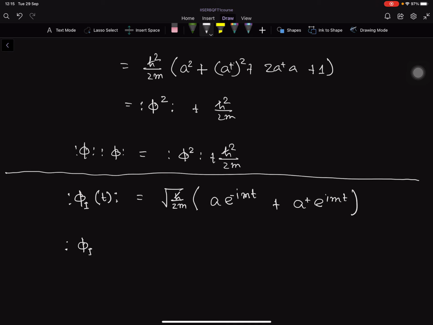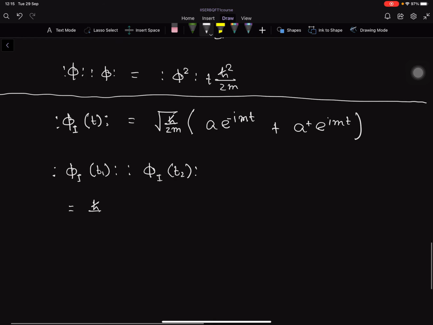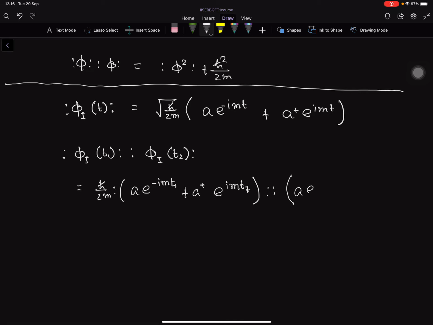phi I t1 phi I t2. Okay. So if I want to compute this quantity, then this quantity becomes h bar by 2m (a exponential minus imt1 plus a dagger exponential imt1), sorry, this, with (a exponential minus imt2 plus a dagger exponential imt2).